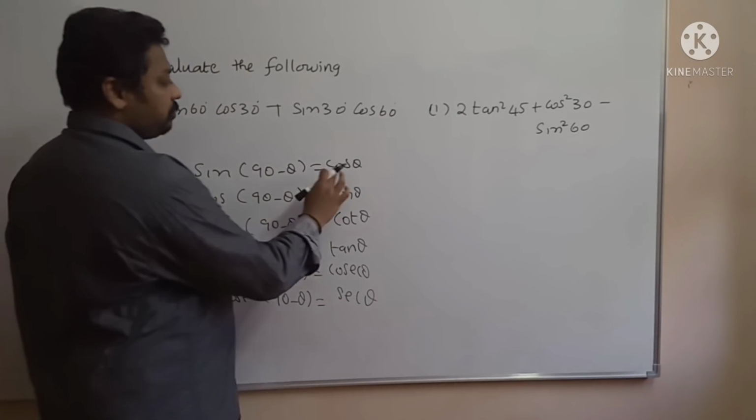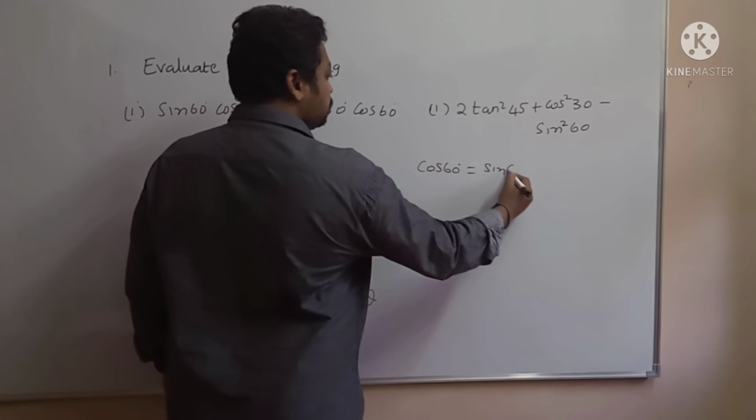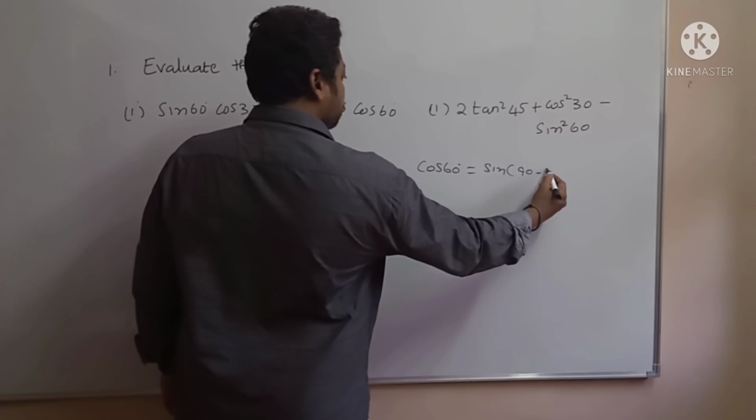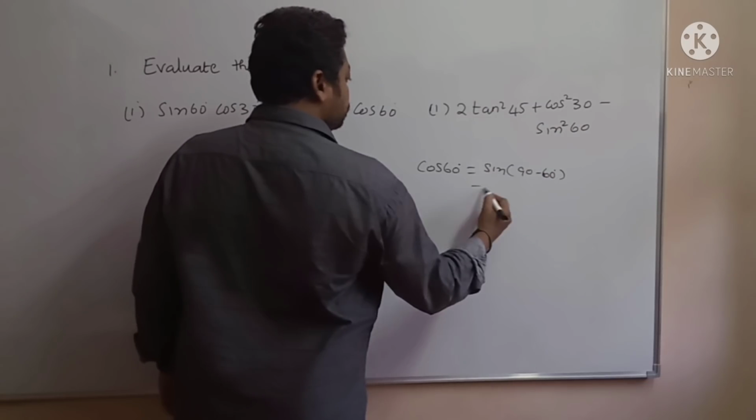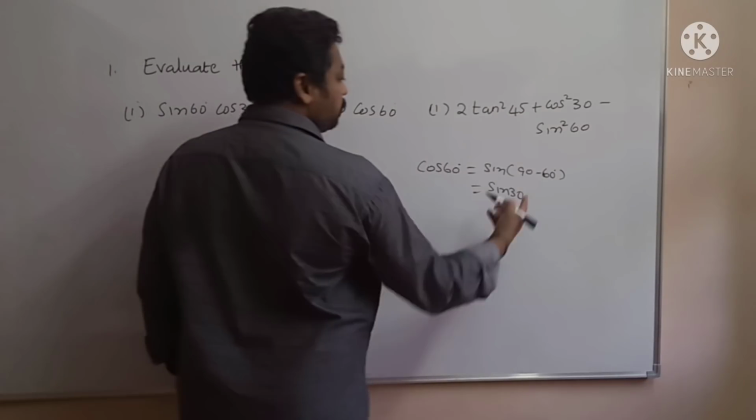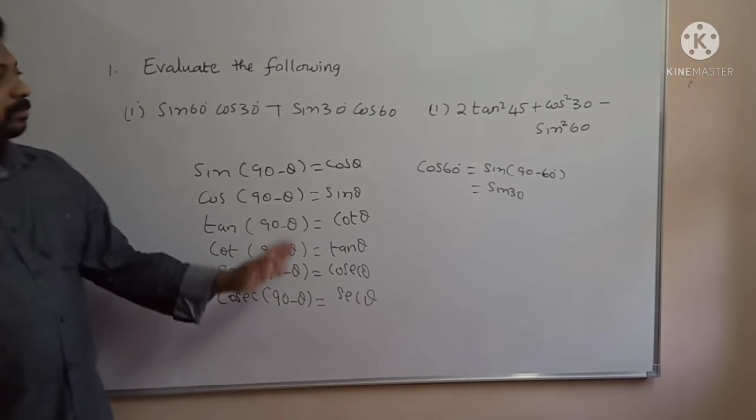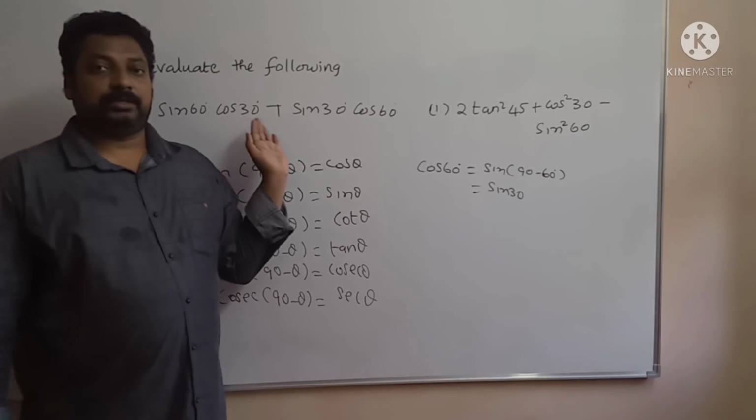So how can we apply this? For example, if I am writing cos 60, so cos 60 is sin 90 minus 60. So that is equal to sin 30. So cos theta is sin 90 minus theta. So cos 60 is equal to sin 30. So now we can apply this also in the first question.